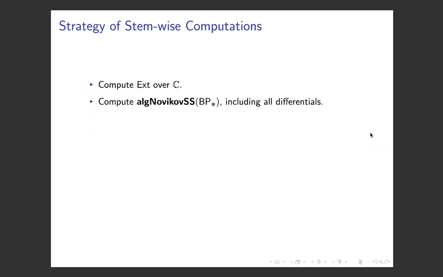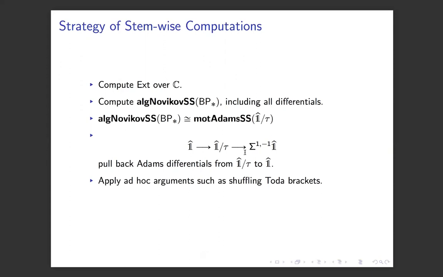Okay, so this is exactly how we proceed with the classical computation. We're going to use computer programs to compute over C. We're going to use computer programs in the purely algebraic category, computing all the differentials in the algebraic Novikov spectral sequence. And that's the same as the motivic Adams for this cofiber of tau object, which is a two-cell complex. Then we run the cofiber sequence for tau. We put back differentials to the motivic sphere, and we also apply all kinds of hand-help arguments such as shuffling Toda brackets. And in the end, the last step to get to the classical stable stems is simply by inverting tau, and it goes to the generic fiber.